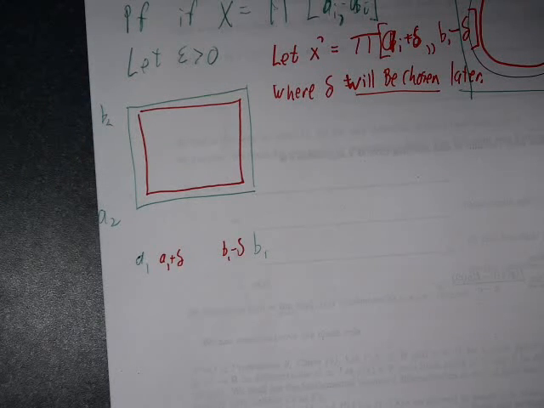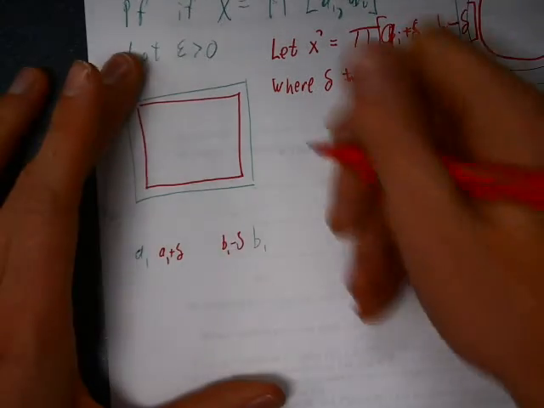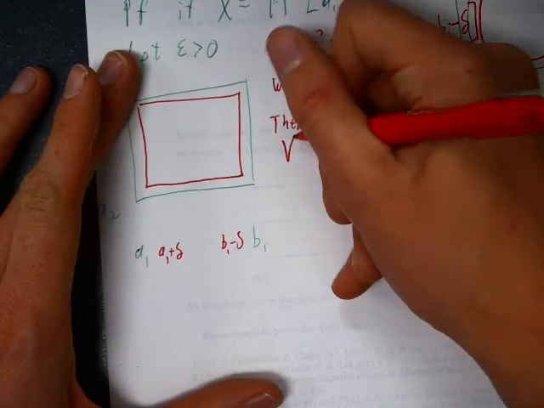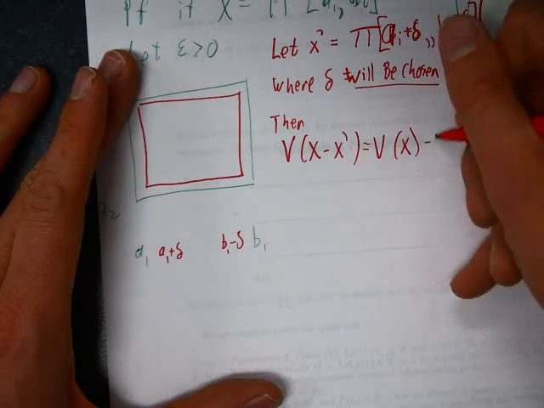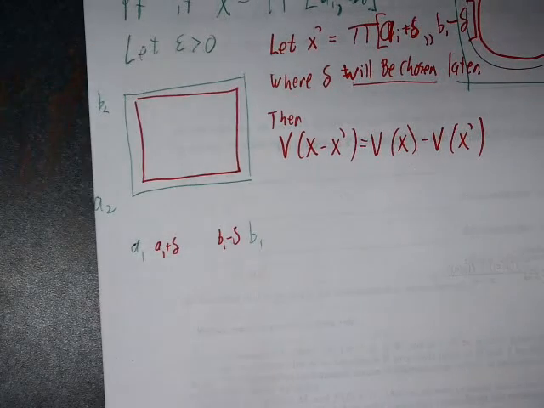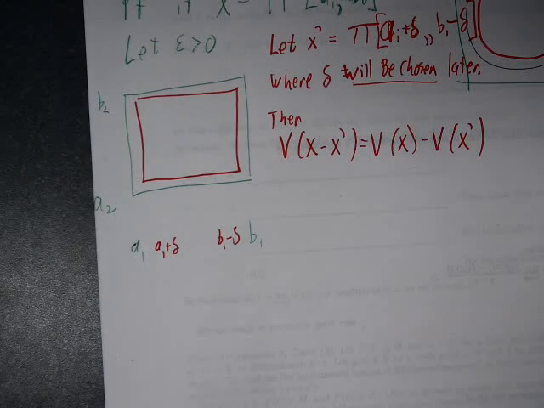So let's just do a quick check. What's the volume of X? How do you compute the volume of a rectangle? What's the volume of that green rectangle? B1 minus A1 times B2 minus A2. Yeah. And then it's the same thing for a product. Similarly, can you compute the volume of the right rectangle?